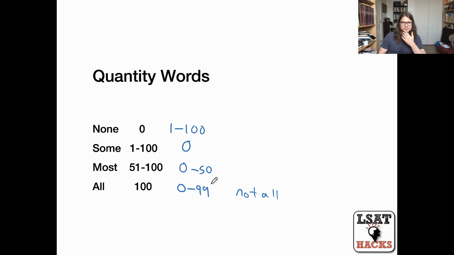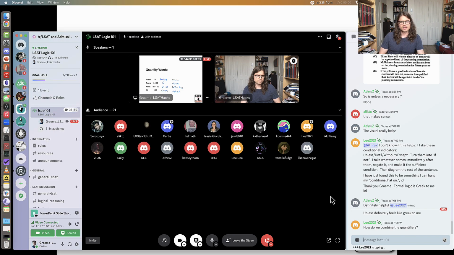And in most cases, you want to negate from 100 to 99 and see if that makes a difference. So if you're negating most, assume you have 51, negate it to half or less. Some negates to none, and none negates to some. Any questions about this?